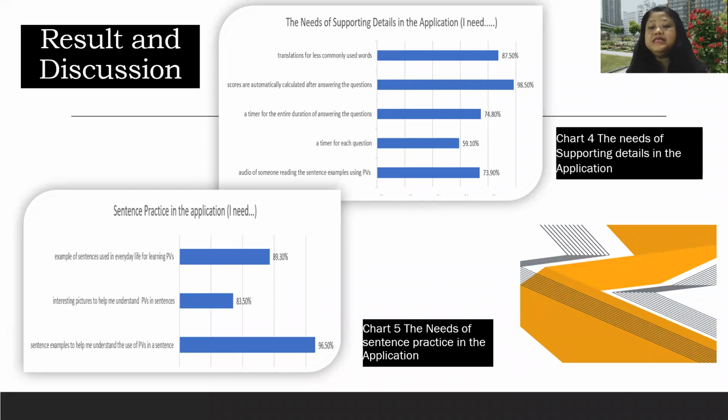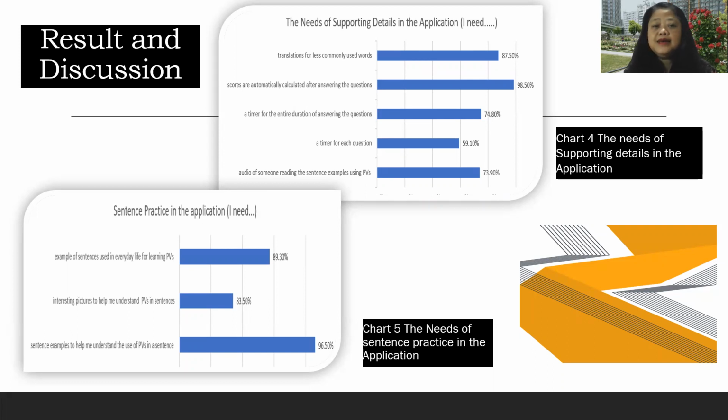Chart 4 shows the need for supporting details in the application. What is the supporting detail that the students need? If you look at this part, the biggest one is that scores are automatically calculated after answering the question. So it can give them happiness when their answer is correct. So the score is there automatically.